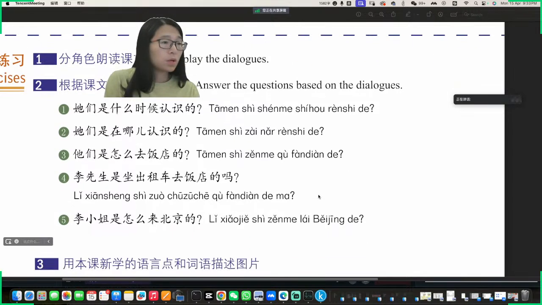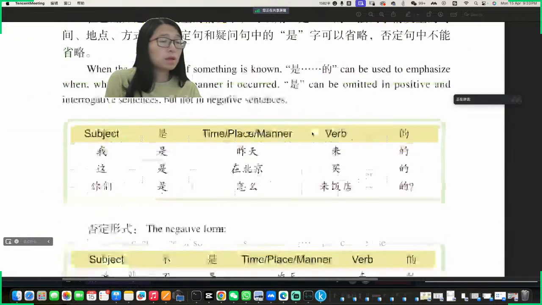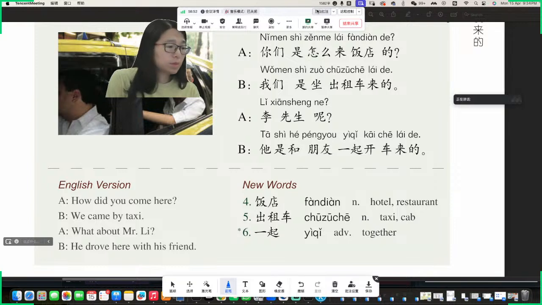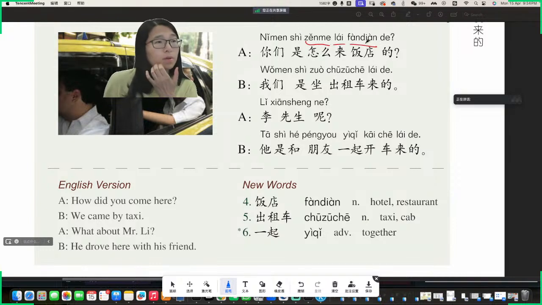他们是怎么去饭店的? What are the keywords here? 怎么去饭店. Let's find the keyword. Okay, I found it. The question is a little bit different because here it uses 怎么来, come, 来饭店. But for you to ask the question, you can say 怎么来饭店. And we find the answer here, 坐出租车. The question uses 去, so you also answer with 去.